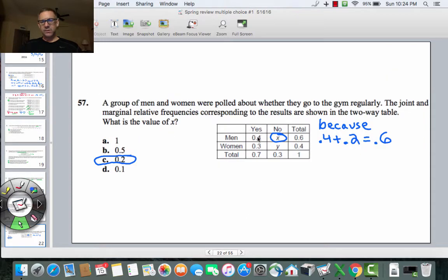This one is 0.4 plus something, has to give you the total, which is 0.6, so you can tell that that has to be 0.2.